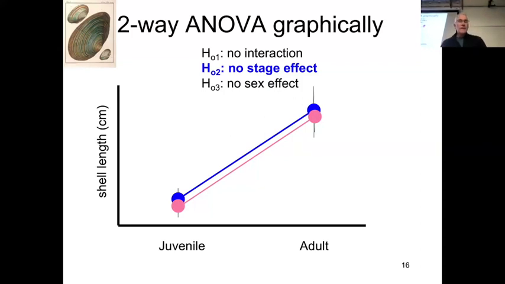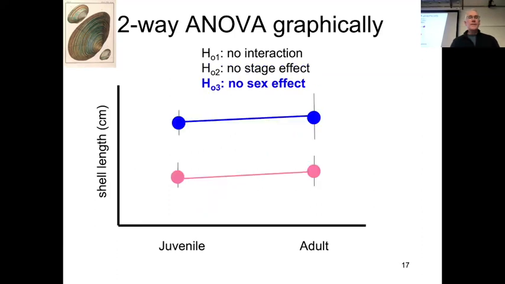We've rejected the null hypothesis that there's no stage effect. In other words, there's a slope to that line. The stages are different, but we've accepted the null hypothesis that there's no sex effect. The male and the female are overlapping at each of the stages.